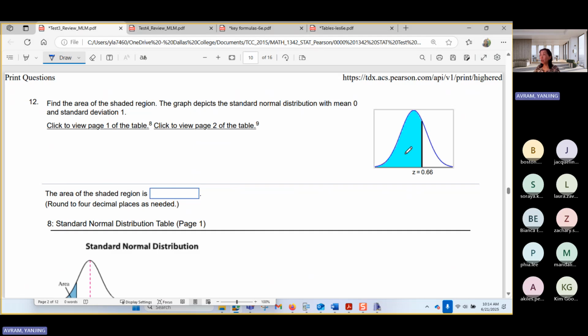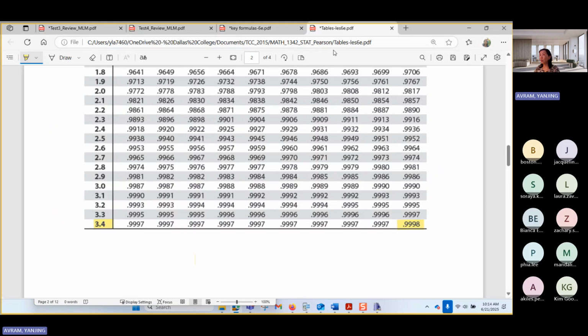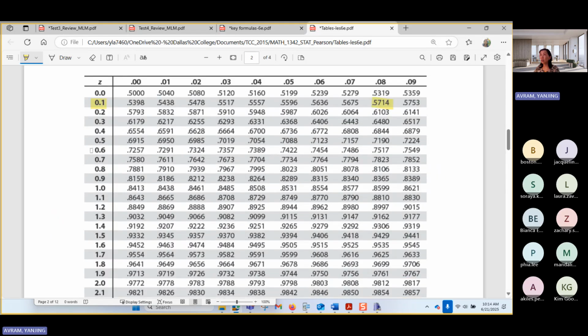Find the area for this one. Now you can see this is the area to the left. Okay, area to the left. You just need to read the T-score. That should be really easy. You just go read the T-score and that's it. That's your area. Everyone should know how to read the T-score by now, right? The T-score is 0.66. So that's 0.6 and then 6.